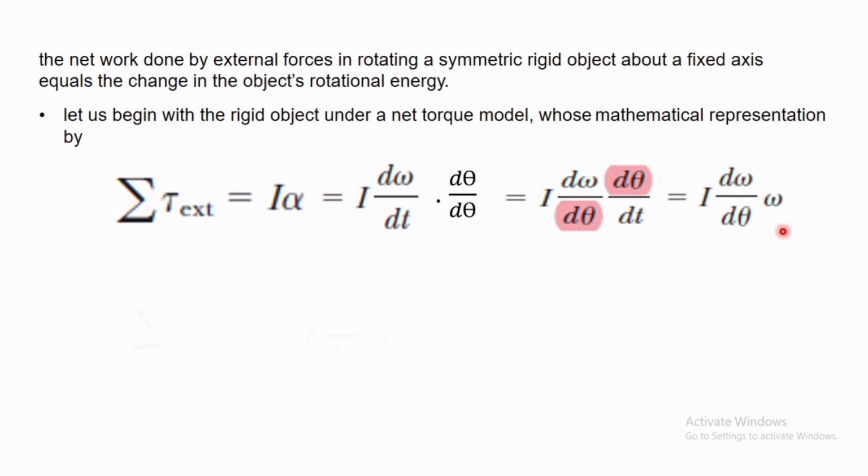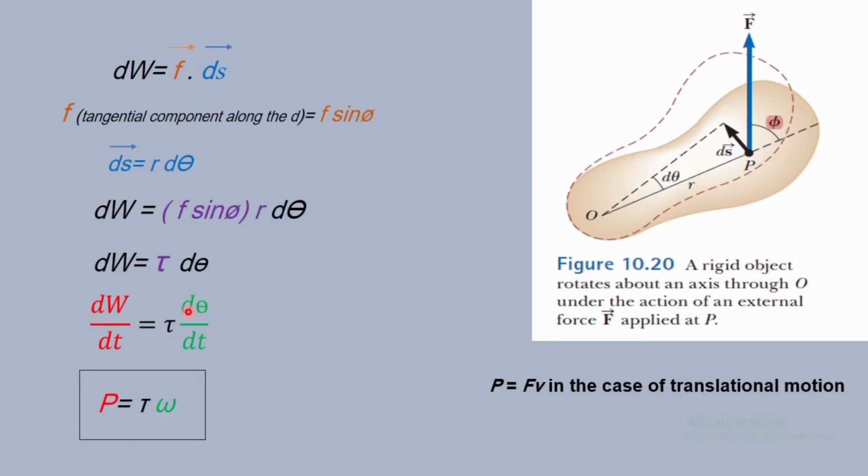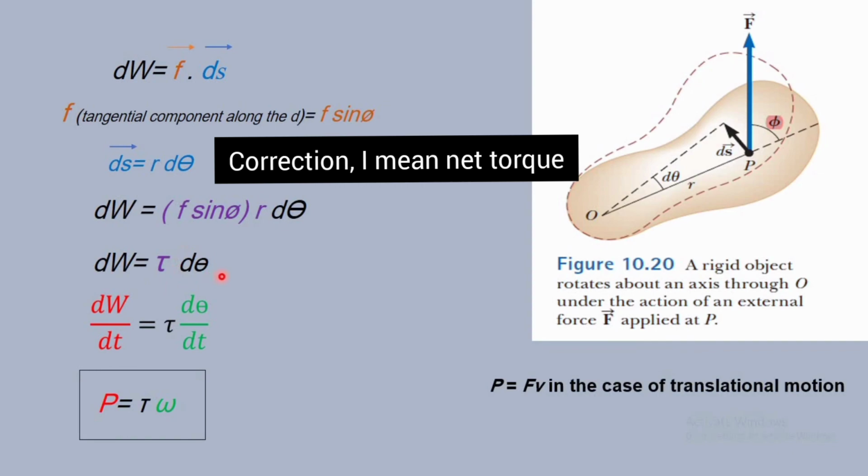It is the same, just a bit more arranged. And I'm going to multiply the whole equation by d theta. The d theta will cancel here, and it leaves us with the net torque times d theta. Okay guys, if you have a good memory, I said that tau, the net torque, times d theta is equal to the change in the work. Let's see that in the previous slide, that the net torque times d theta is equal to the change of the work.